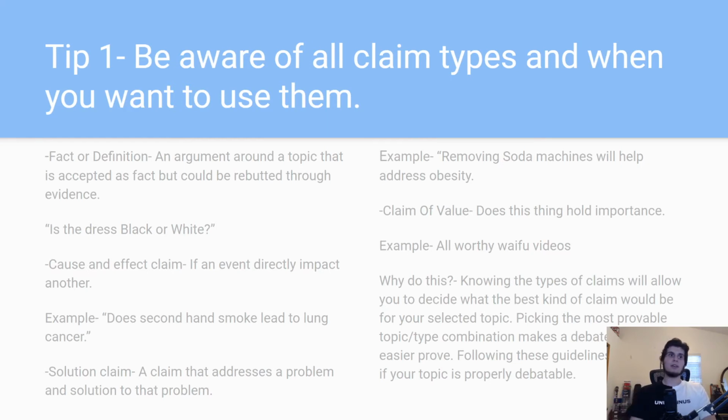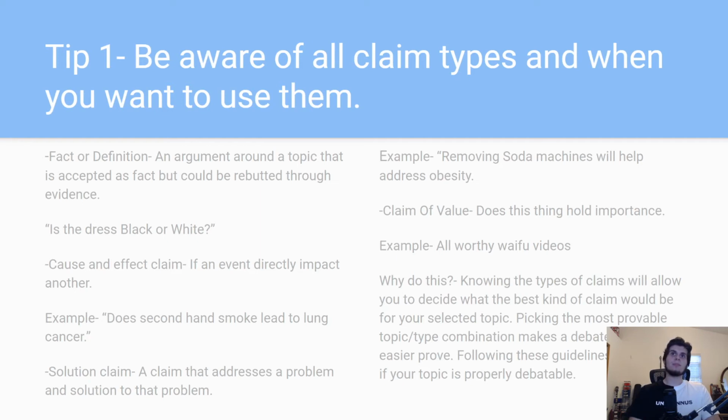The next claim is a solution or policy claim. And this claim is, there's a problem, the world, poverty, racism, etc., and this is the solution I would take to solve that. Example: removing soda machines will help address obesity. The problem is stated as obesity. Removing the soda machines is the solution to that problem. This one's pretty clear cut.